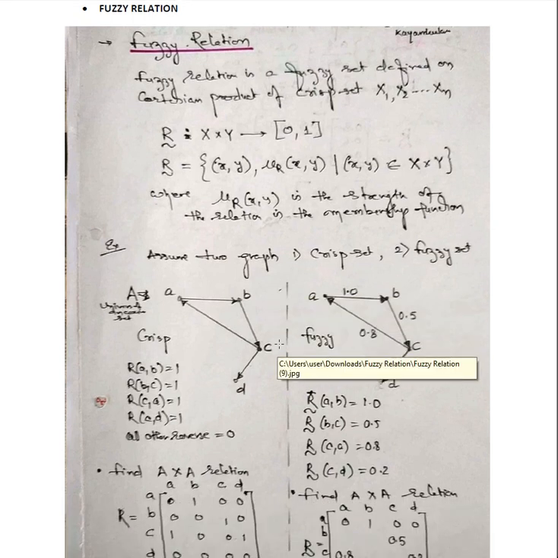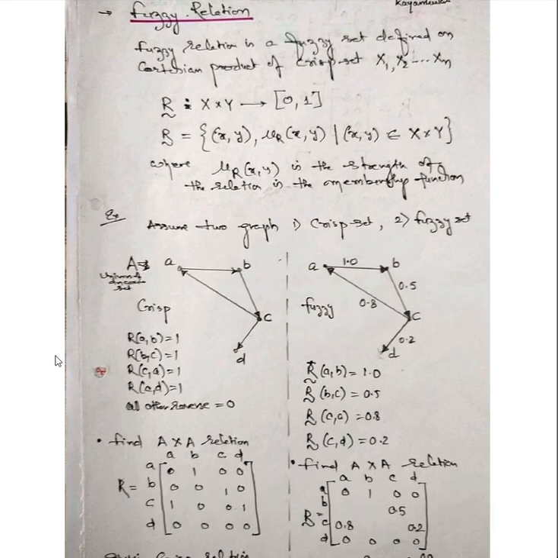Now coming further, if you look across these fuzzy relations, a fuzzy relation is a fuzzy set defined by the Cartesian product x1, x2, up to xn, where the fuzzy set R is defined with respect to x cross y, mapping to 0 and 1. So this interval 0, 1 is defined as the set of relations defined with respect to the mapping of the two sets.